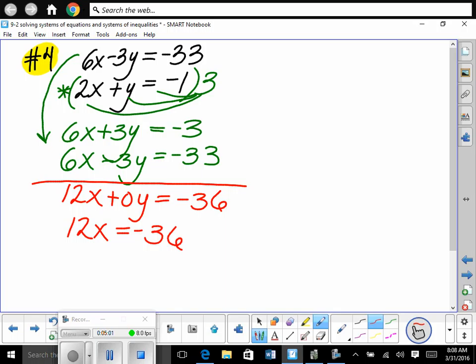Questions so far? You sure? So we divide both sides by 12. So x is equal to what? Negative 3, right?